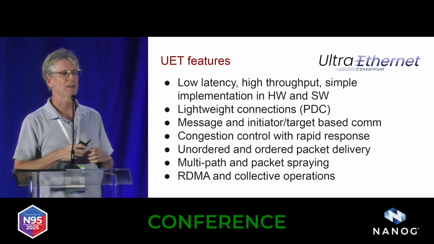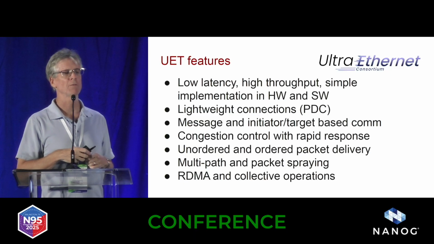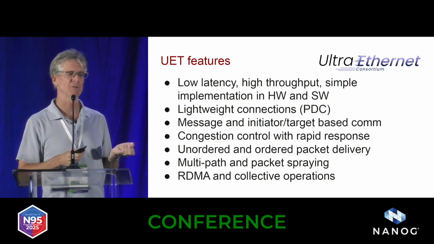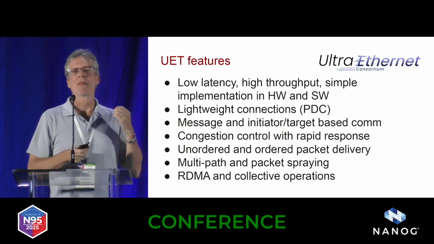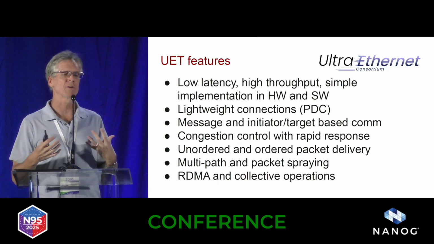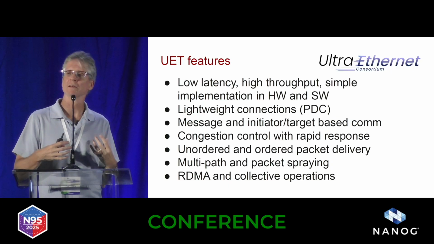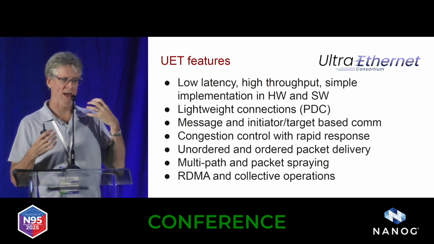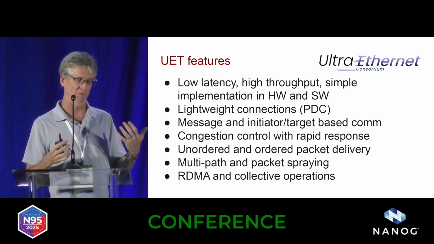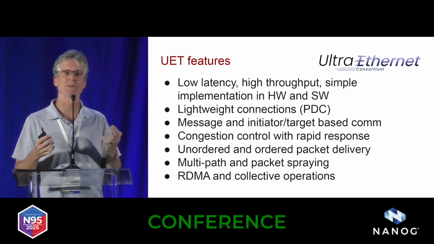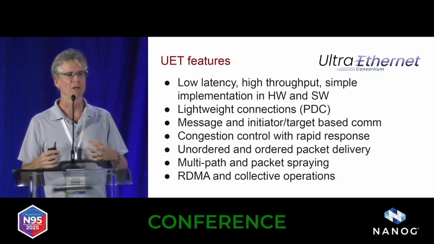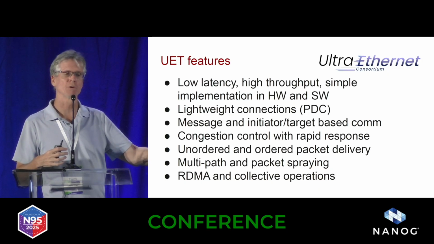UET has several features. It's designed for low latency, high throughput, and simple implementation in hardware and software. The way to get that, like I said, we can always go back and look at TCP, what worked, what didn't. So we know, for instance, that one of the most critical things in a protocol like this, especially for scale out, is how you deal with congestion in the network. How do you detect it? How do you fall back? How do you route around problems? So all of that has a lot to do with low latency.